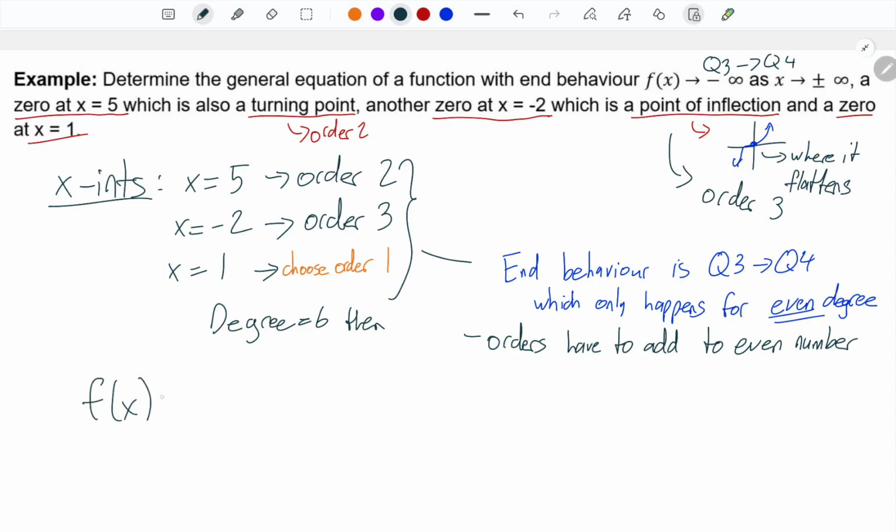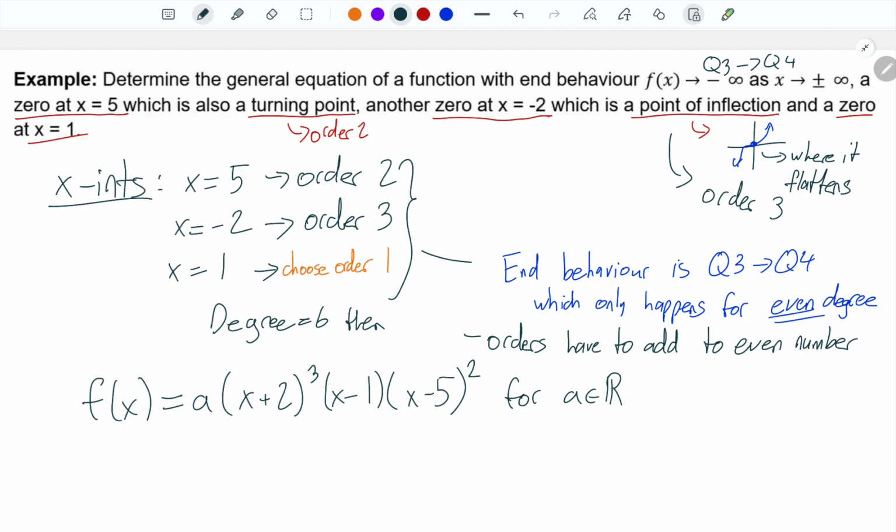So we want f of x equal to a times (x plus 2) to the power of 3, (x minus 1), I said order 1, (x minus 5) to the power of 2, for a an element of the real numbers. Here, I'll go in order from least to greatest.